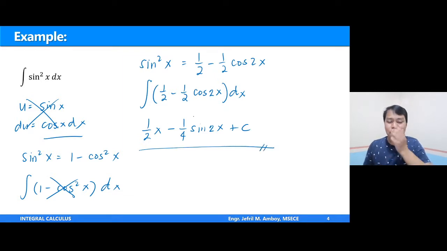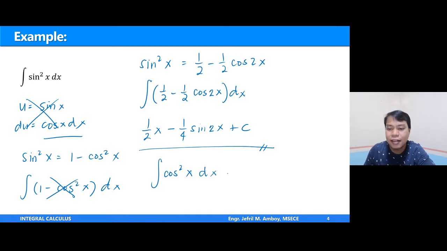Ayan. Okay. So, ito na po yung sagot natin. This is now the integral of sine squared x. Okay. So, as an exercise, pwede nyo gawin to. Ano ang integral ng cosine squared x dx? Okay, you can do this as an exercise.